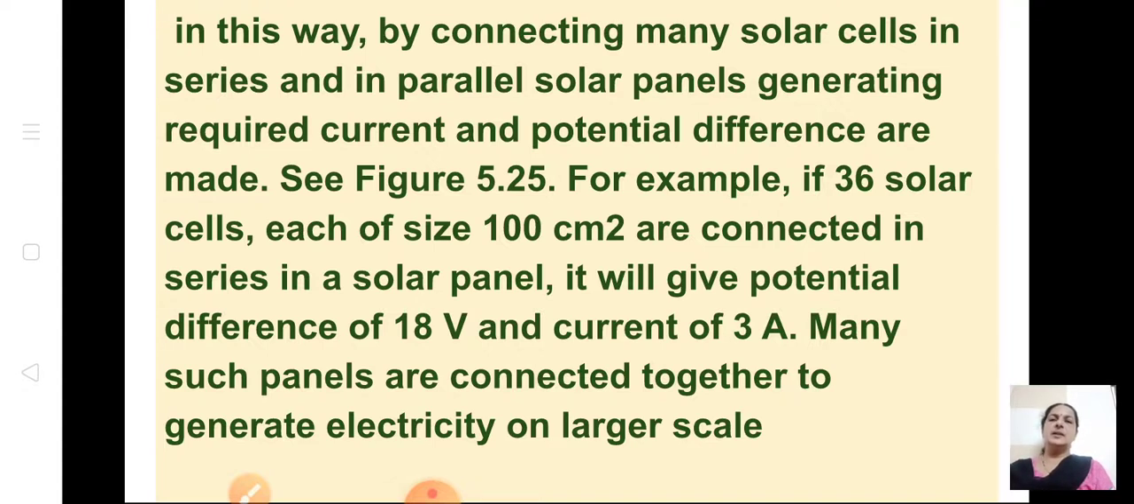For example, 36 solar cells, each of 100 centimeter square, are connected in series in a solar panel. It will give a potential difference of 18 volt and a current of 3 ampere. Many such panels are connected together to generate electricity on a larger scale. So when 36 solar cells, each of 100 centimeter squares, are connected, you will get 18 volt and 3 ampere of current.